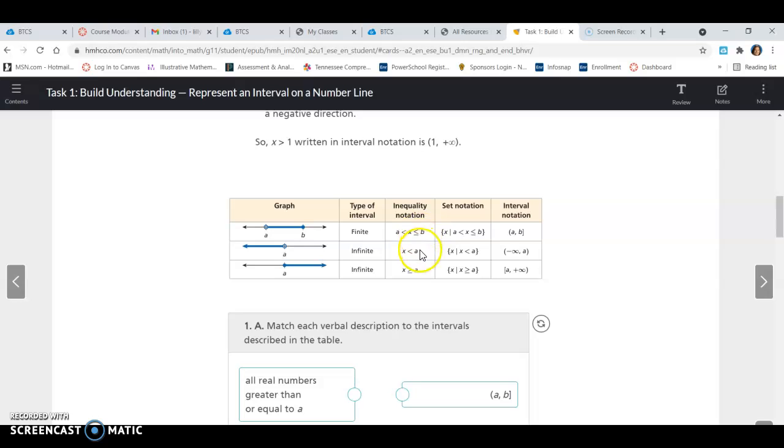Inequality notation. Hopefully you've seen inequalities in the past. So you can see this is an open circle. That means it is just strictly less than.